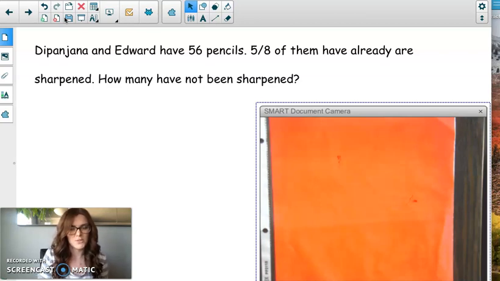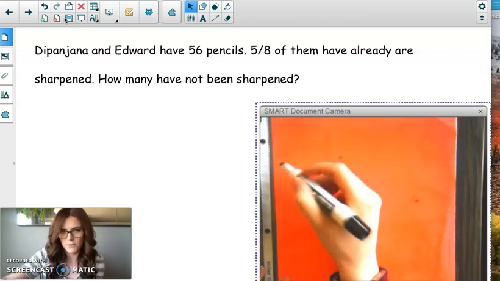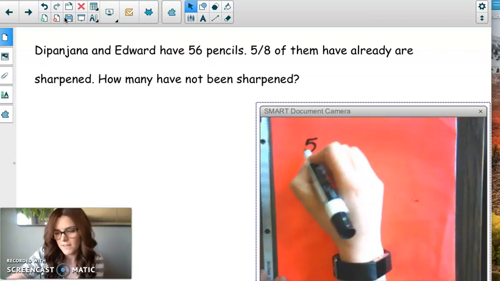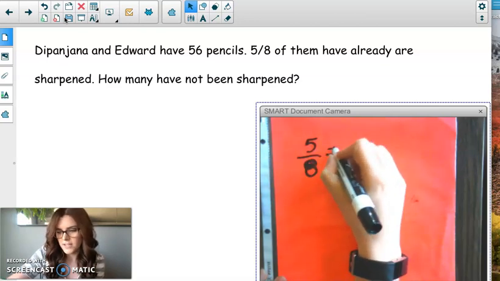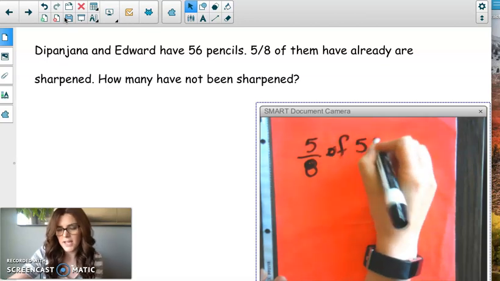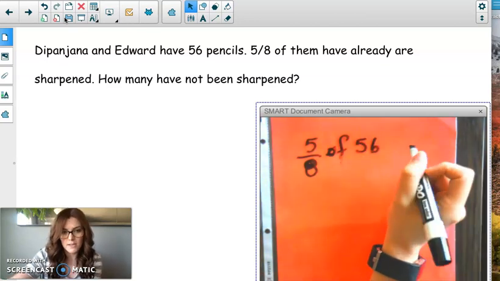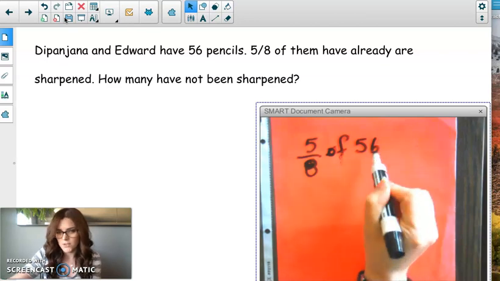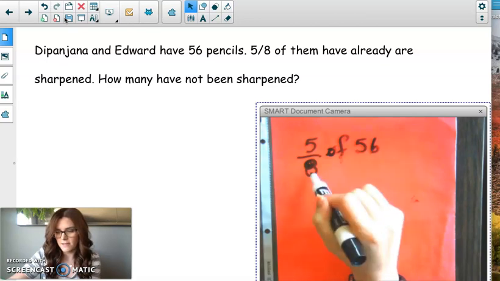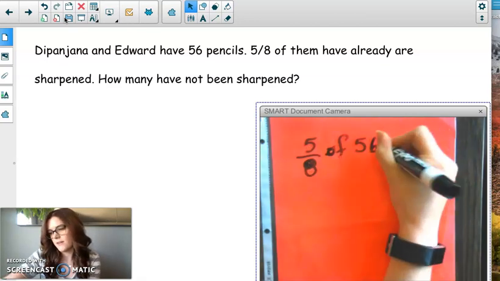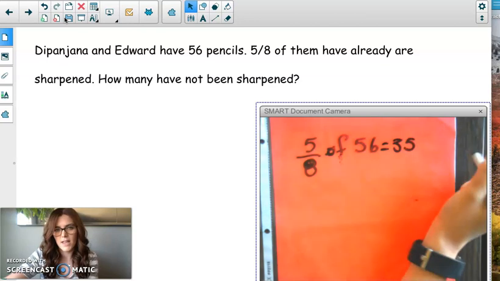Okay. Here we go. So Dipanjana and Edward have 56 pencils. 5/8 of them have already been sharpened. How many have not been sharpened? So let's write down our important information. So 5/8 have been sharpened, okay? So 5/8 of 56 have been sharpened. So let's find out how many of them have actually been sharpened. So we have to do division and then multiplication. So 56 divided by 8 is 7, times 5 is 35. So 35 have been sharpened.